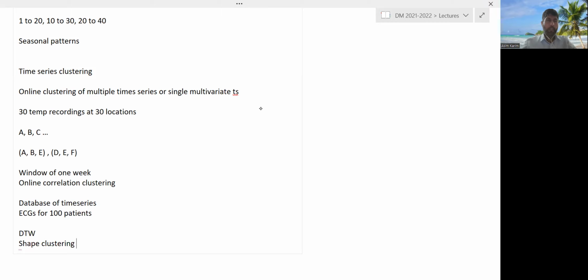So after this, I think there are a couple more things left. One is outlier detection for time series. The other is classification. I think we can do this in the next lecture, which will probably be the last lecture of content for this course.